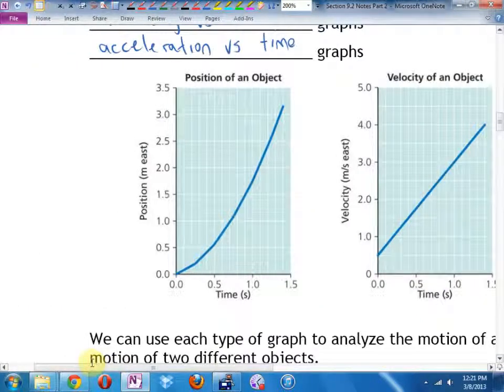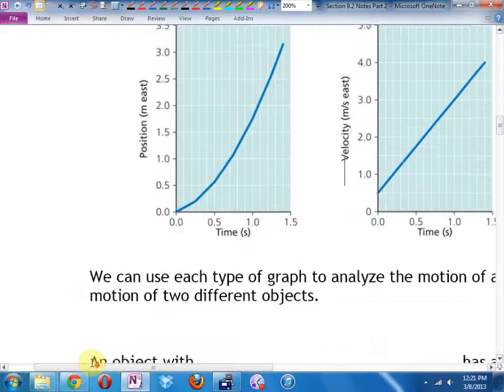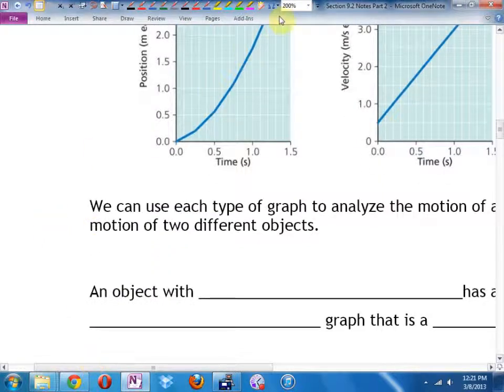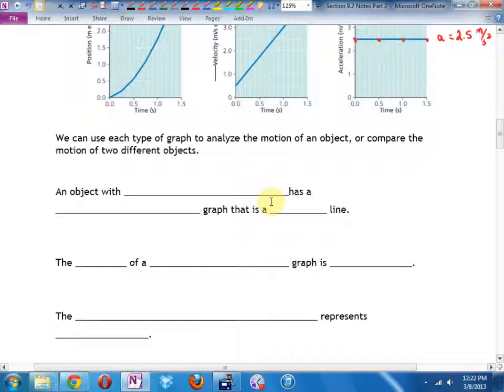If you have a position time graph that's flat, what's the slope of a flat line? What's the slope of a horizontal line? 0. And if on a position time graph velocity is slope, a horizontal position time graph means you're standing still. Your velocity is 0. It's a lot to keep track of, I know. We can use each type of graph to analyze the motion of an object or compare the motion of two different objects.